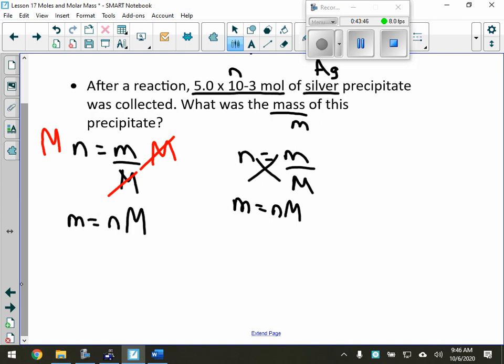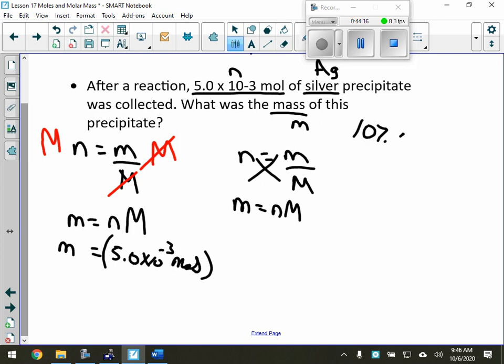5 times 10 to the negative 3, that's the number of moles. So I'm going to put that right here. 5 times 10 to the negative 3 moles. Remember, my numbers don't really transfer over. Your sheet's fine, though. And silver, I know this. I want to say it's 107.87. And my board just froze. 107.87, yeah, grams per mole. So we're going to put that in there.